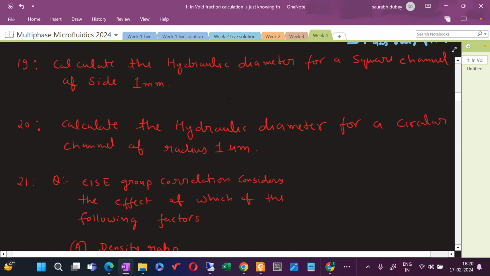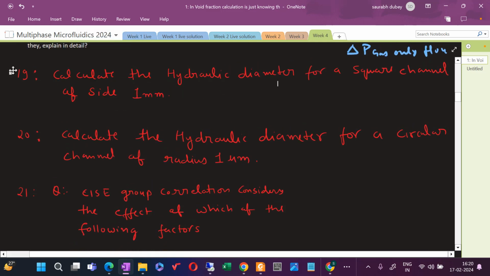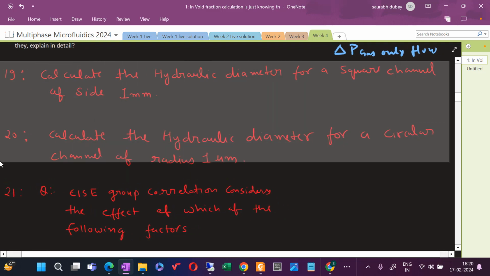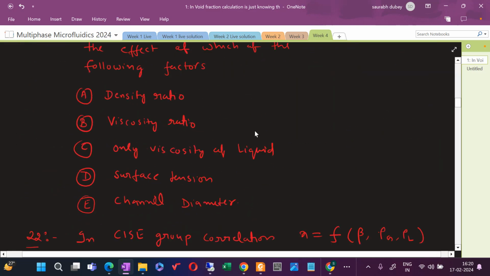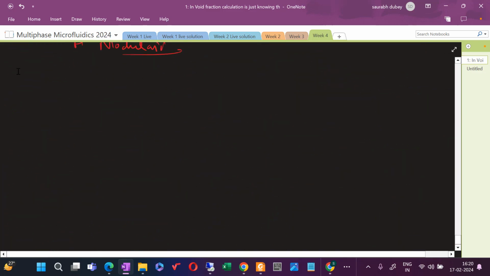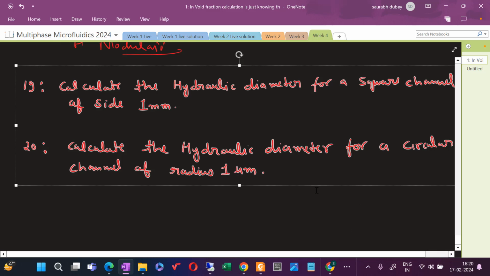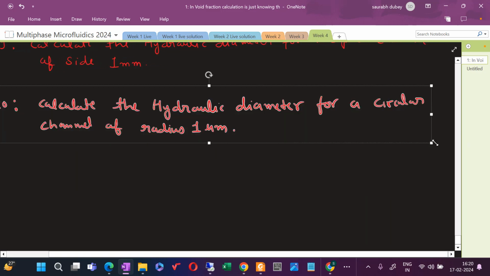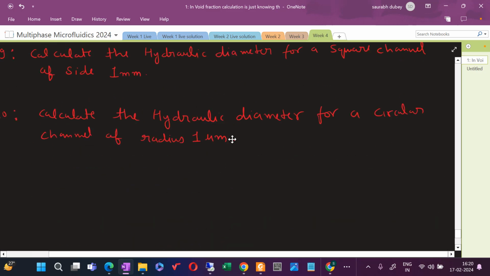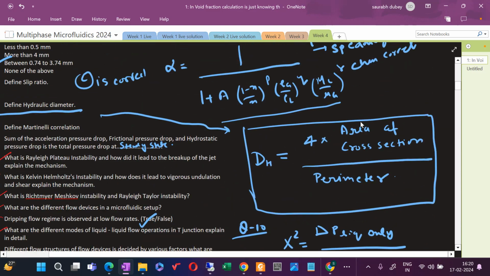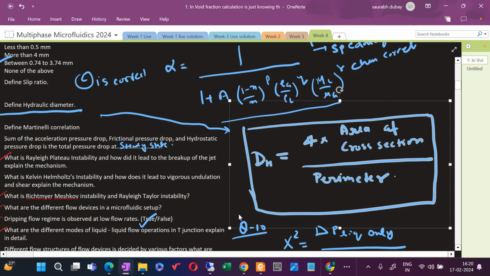So now calculate the hydrodynamic diameter. Let me just take this question to the place. Let's take both the questions because we have to solve both of them. So this is question number 19, and then we will solve question number 20. Just give some space over here. Here, let's take the formula for the hydrodynamic diameter that we have just written here. That will be of help.